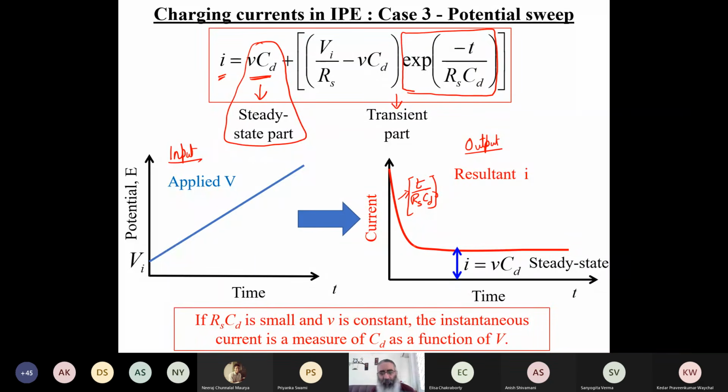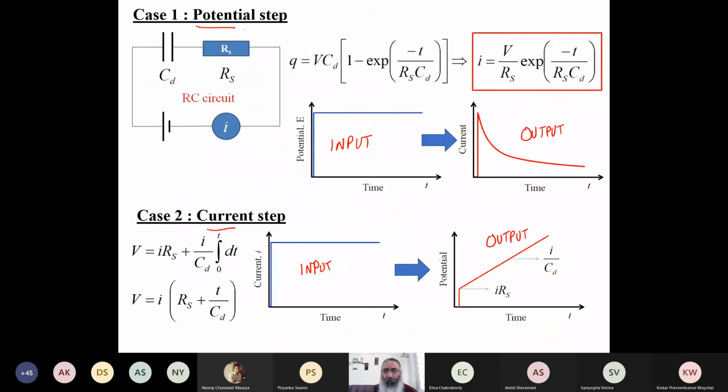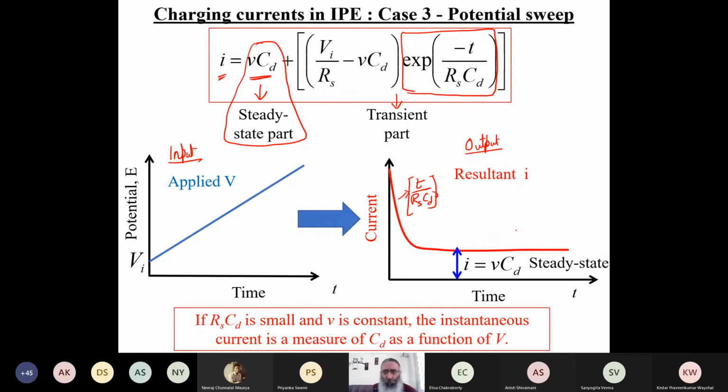And then, this current exponential decay is not going to reach zero. In the case of the potential step that we saw here, the current at infinite time t reaches zero. I tends to zero as t tends to infinity. But here we can't do that, because you have this nu CD, which is a constant component. It gets added at every time that we consider. You have to add this constant steady state part, that is nu CD.